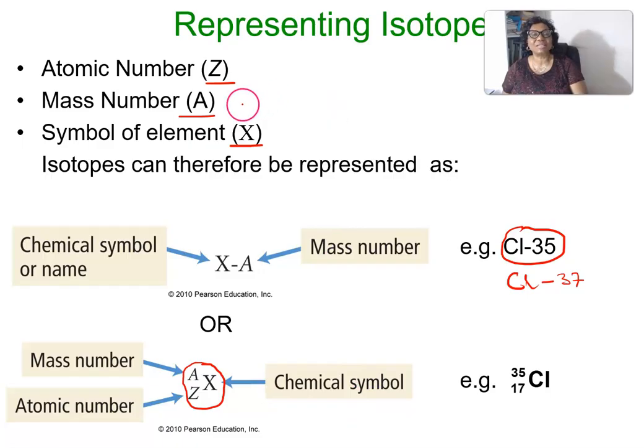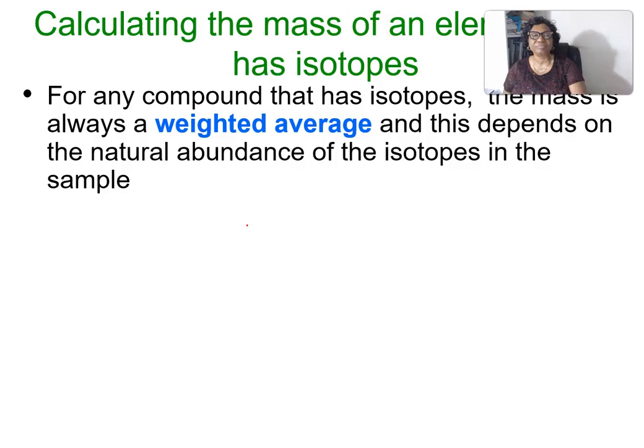But what is the mass number? Mass number equals number of protons plus number of neutrons. That's mass number. So we want to calculate the mass of an element.